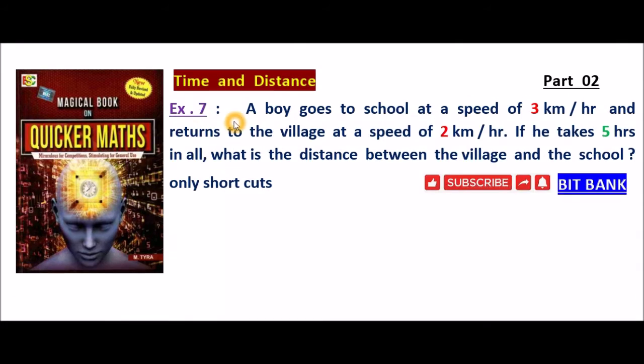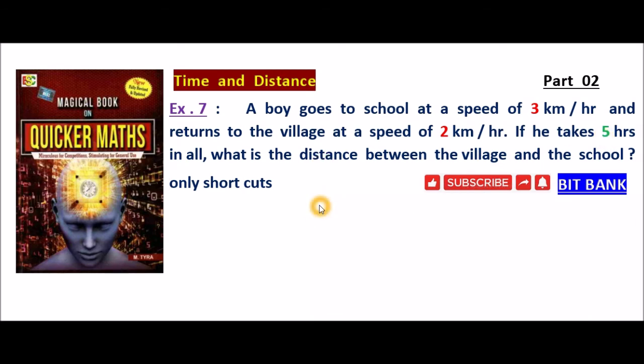Example 7. A boy goes to school at a speed of 3 km per hour and returns to the village at a speed of 2 km per hour. If it takes 5 hours in all, what is the distance between the village and the school? Given the first speed is 3 km per hour to go to school, the second speed is 2 km per hour to come back from the school to the village, and the total time taken to go and come back is 5 hours. We have to find out the distance.